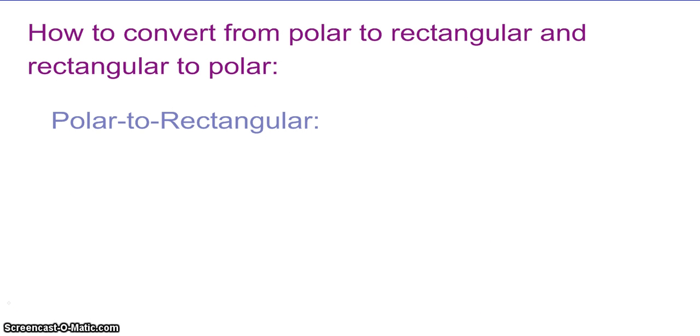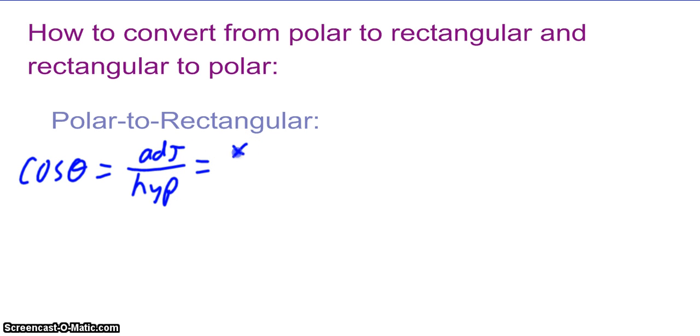Alright, next thing we're going to look at is how to convert from polar to rectangular and rectangular to polar. So first, how do we go from polar to rectangular? Well, this is from our relationship between the rectangular coordinates and our trig functions. So I know that cosine theta equals adjacent over hypotenuse, which is x over r. Therefore, x equals r cosine theta.